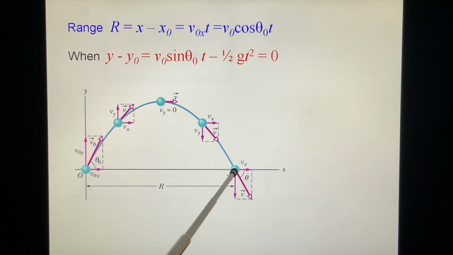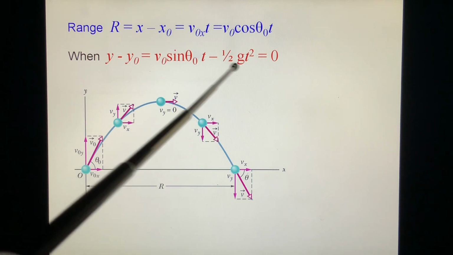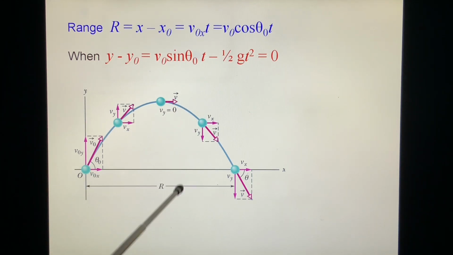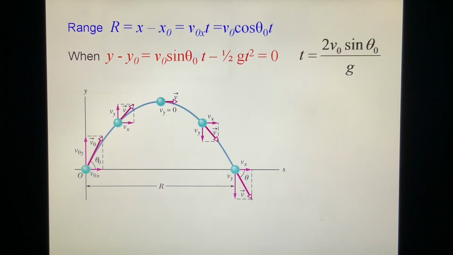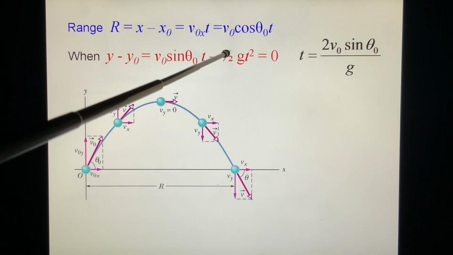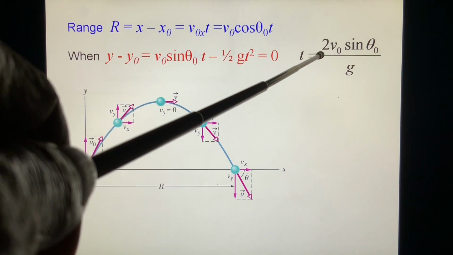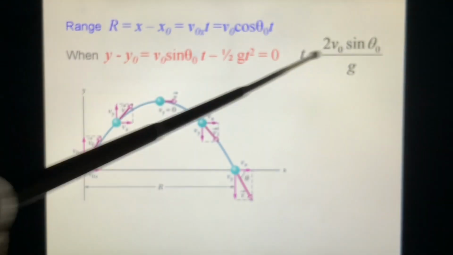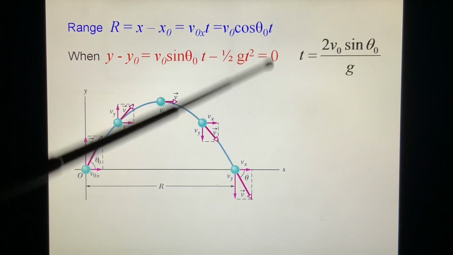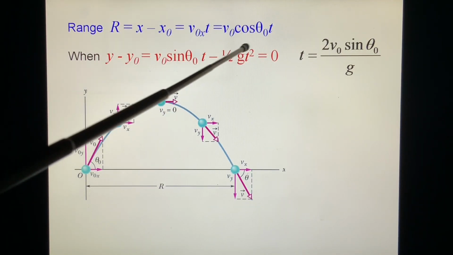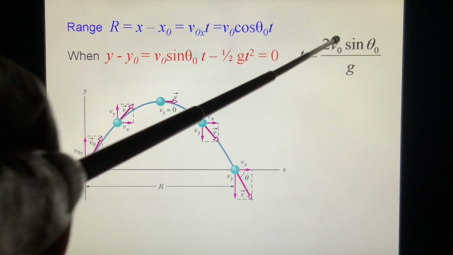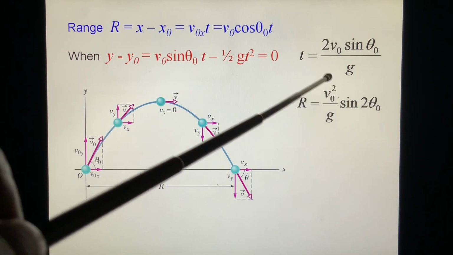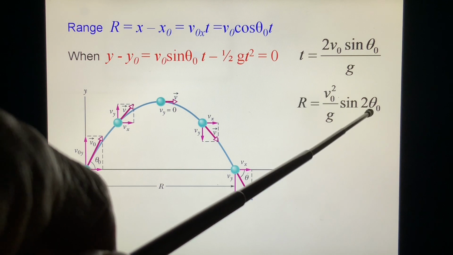From here, we get time t. Y minus y0 gives us time t. We put t into this one, and you get the range. So this one, you make it 0, you get t. You put it in here, it is 2 sine theta 0 cosine theta 0, which is sine 2 theta 0. Times v0 squared. So the range is v0 squared over g times sine 2 theta.